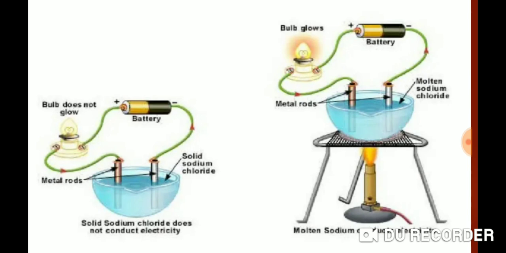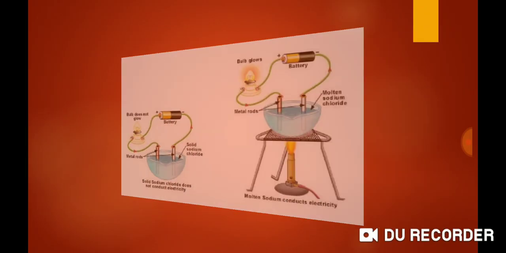You can see the bulb does not glow when we are using solid sodium chloride, because solid sodium chloride does not conduct electricity, whereas when we add water or when we melt the solid sodium chloride, the bulb glows, which indicates that ionic solids do not conduct electricity. They conduct electricity only in their molten state or in their aqueous state.